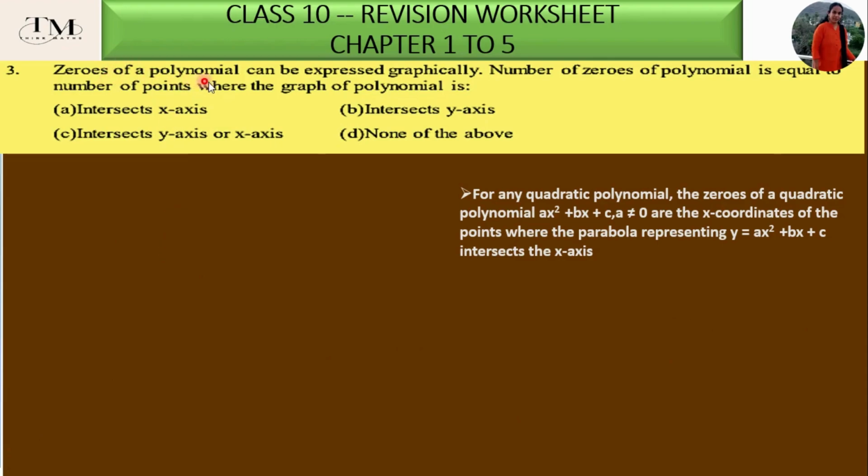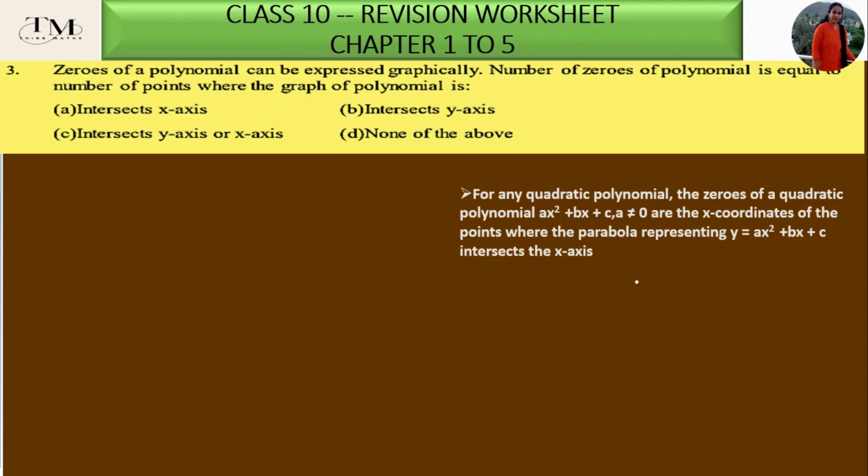Zeros of a polynomial can be expressed graphically. Number of zeros of polynomial is equal to number of points where the graph of polynomial is dash. We have to find where it intersects. We know that for any quadratic polynomial, the zeros of a quadratic polynomial ax square plus bx plus c, a not equal to 0, are the x coordinates of the point where the parabola representing y is equal to ax square plus bx plus c intersects the x-axis.